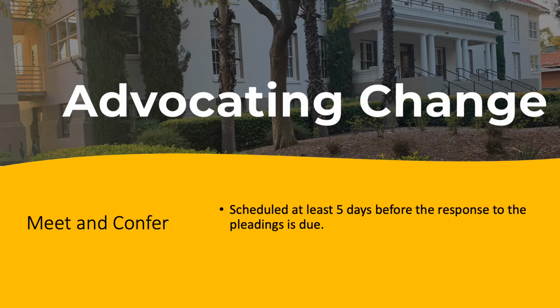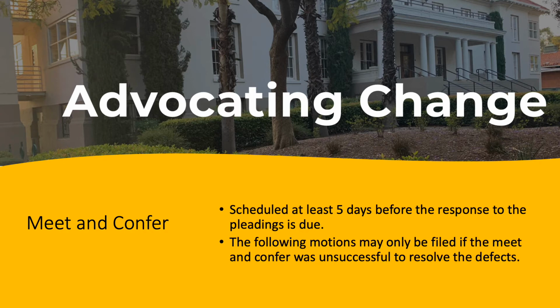Once the defendant discovers that there are defects in the complaint served on them that do not meet the criteria for a motion to quash, a meet and confer meeting must be scheduled and take place at least 5 days before the response to the pleadings is due, which is 25 days after the defendant is served the complaint. The attack will be filed with the court after the meet and confer with the opposing party was unsuccessful to resolve the issues.